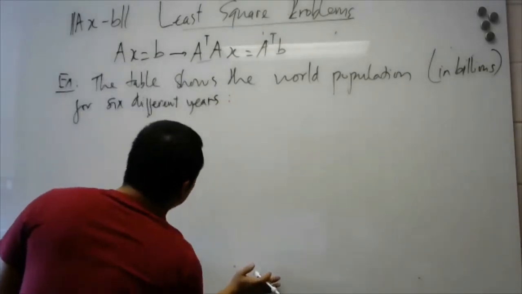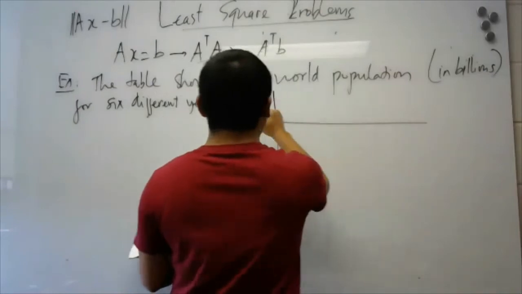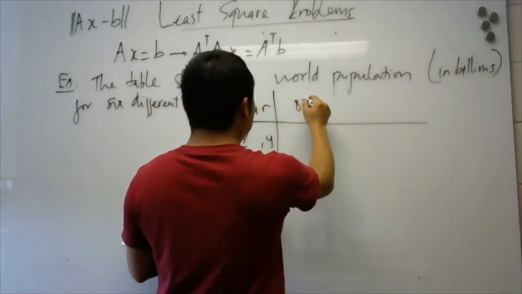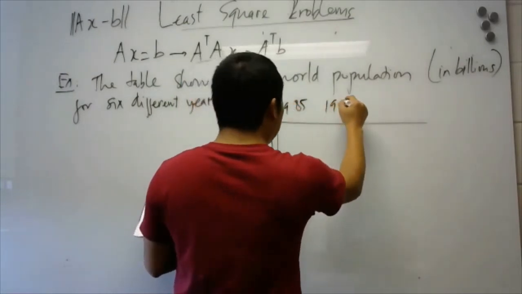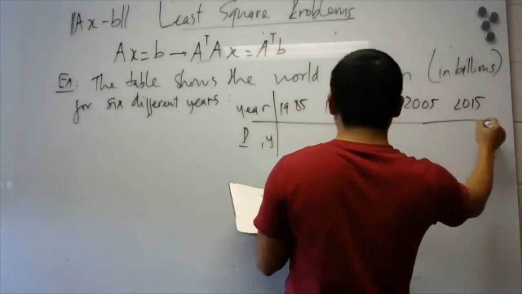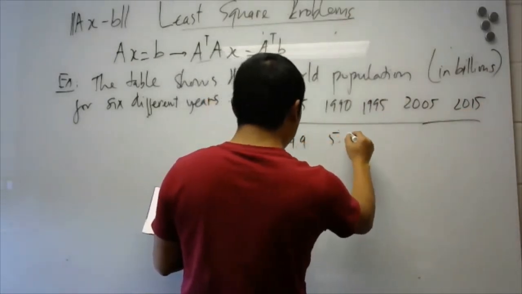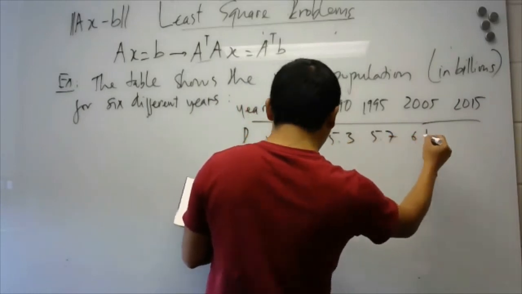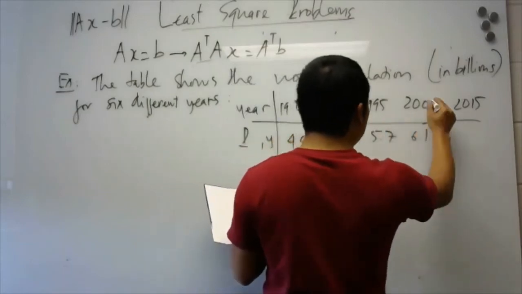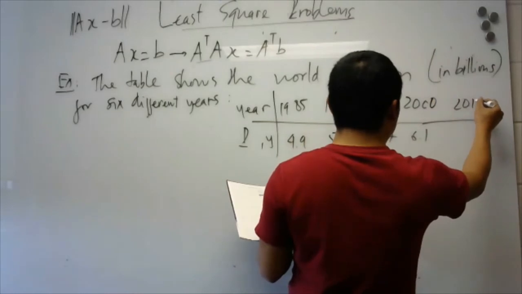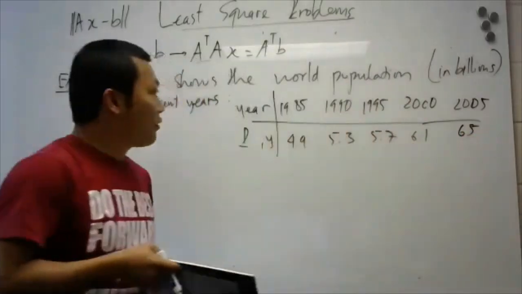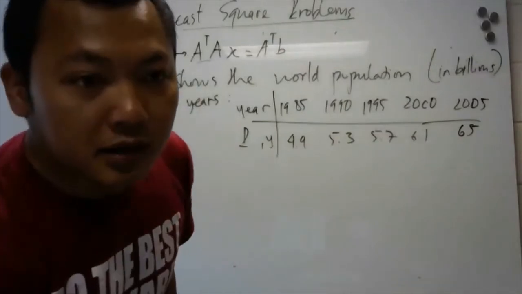So we have a table. Let me write in here the year, and then the population P. The years are 1985, 1990, 1995, 2005, and then 2010. And the populations are 4.9, 5.3, 5.7, 6.1, and then 6.5. I think I mixed one in here. Let's say 2000 and give one year. So we have 5 years, all right?